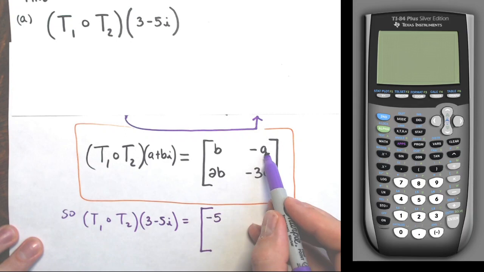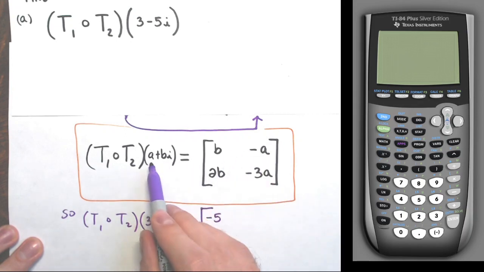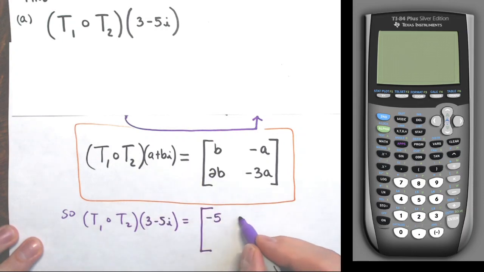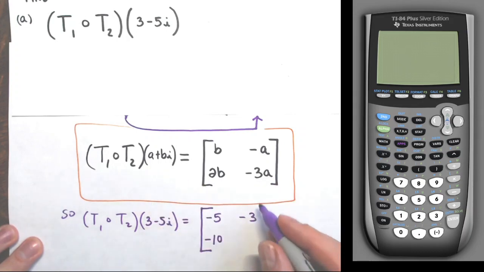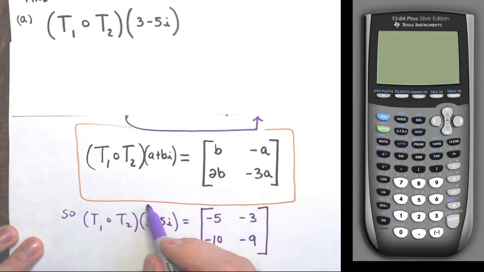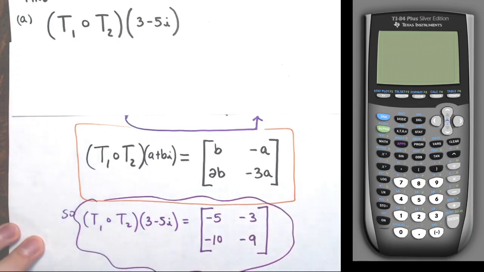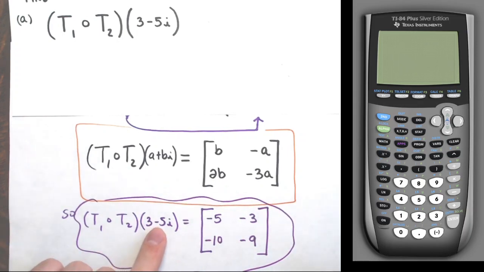And then minus a, so the opposite of the real part, the real number on its own without i. So negative 3, right? The opposite of a, the opposite of 3, a is 3 here. And then again, replacing b with negative 5, this is negative 10, right? 2 times negative 5. And replacing a again with 3, negative 3 times 3 is negative 9. All right, so this is the final output here. The image of 3 minus 5i under this composite transformation T1 composed with T2 is this 2 by 2 matrix with rows negative 5, negative 3, and negative 10, negative 9.